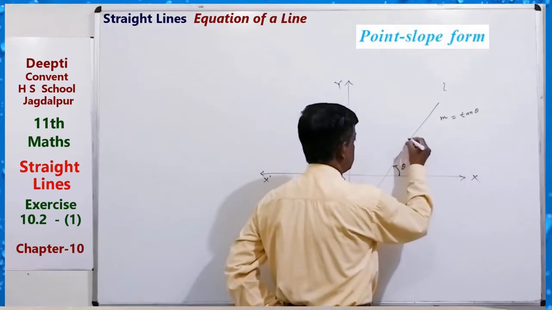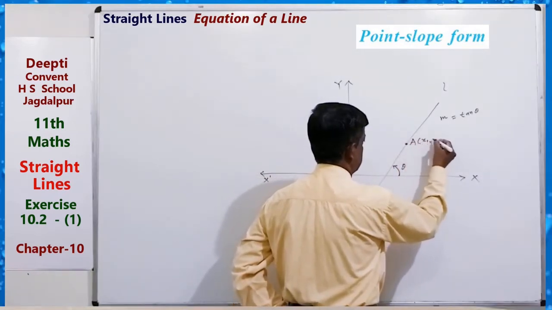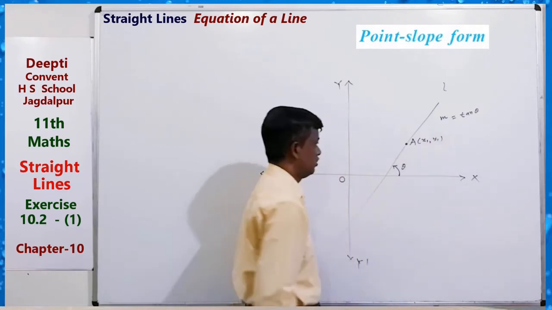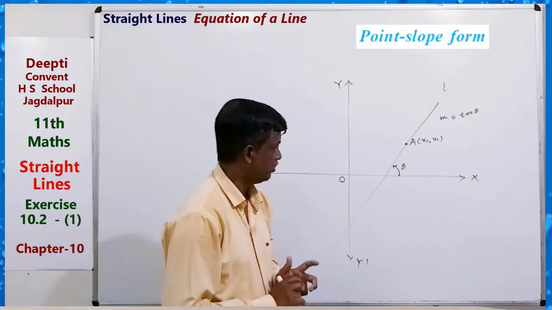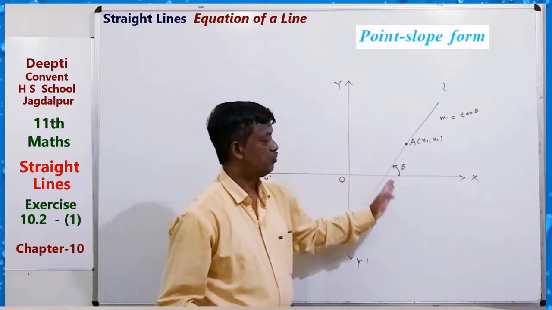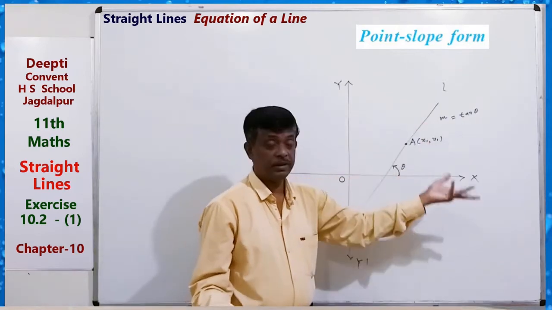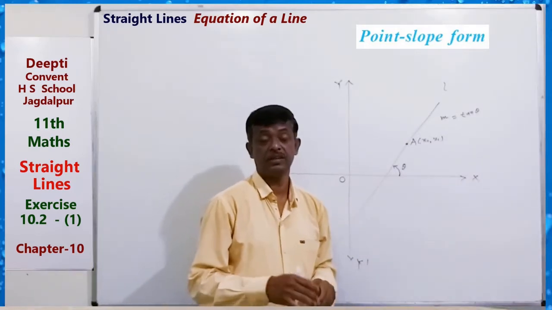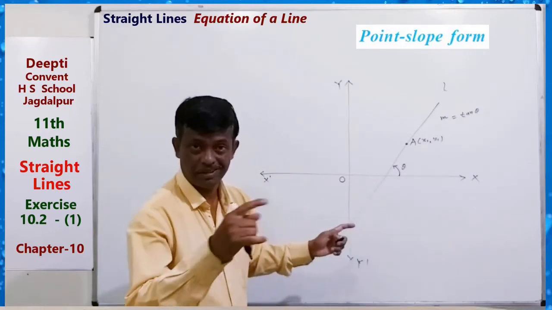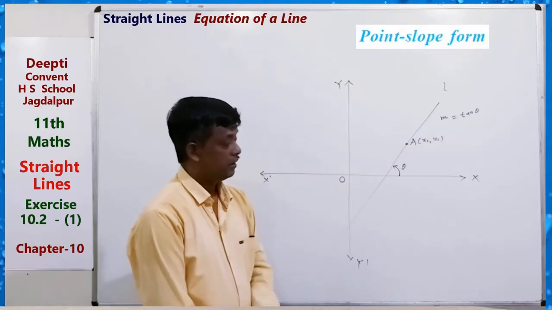Suppose that point is A, (x1, y1). Point and slope. So point slope form directly: slope is given, the value of m, or maybe theta is given. But that is the angle which the line makes with the x-axis, the positive direction of the x-axis.